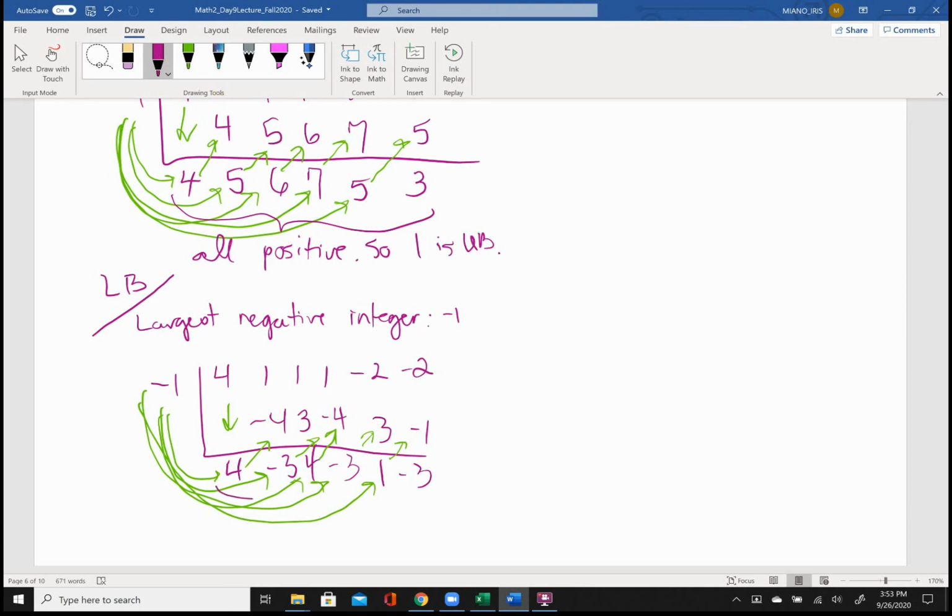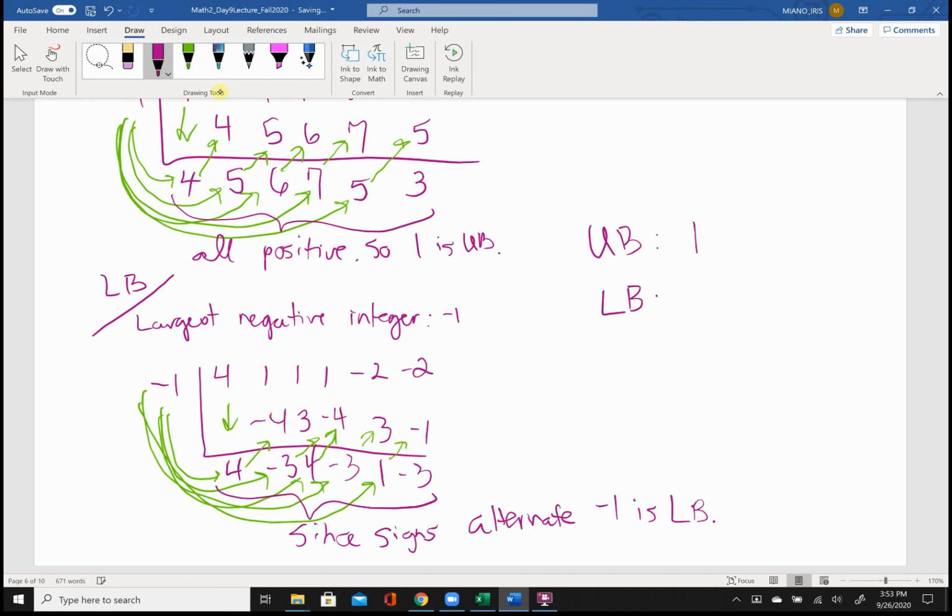So let me put a note here. Since signs alternate, -1 is the lower bound. So just as a recap, the upper bound is at 1, lower bound is at -1. Box that up. Whew, okay.